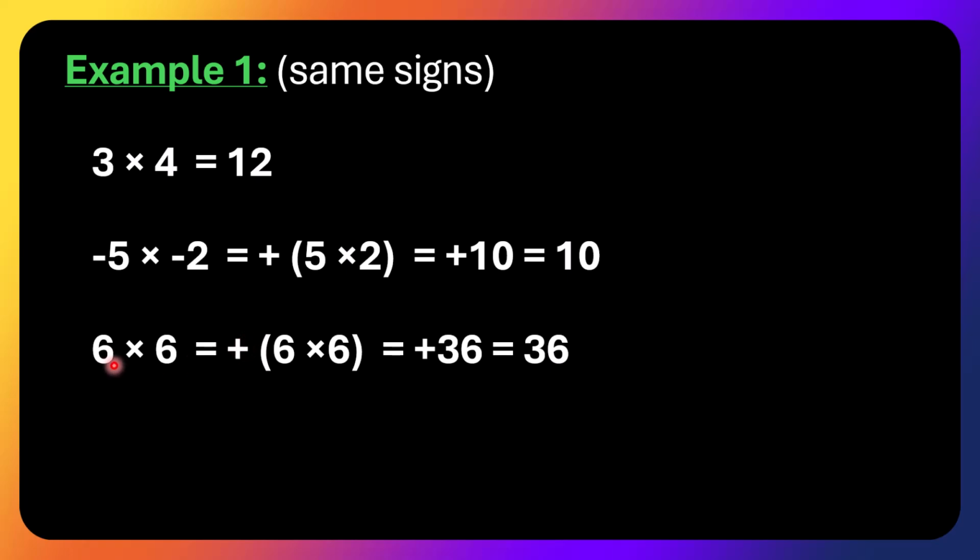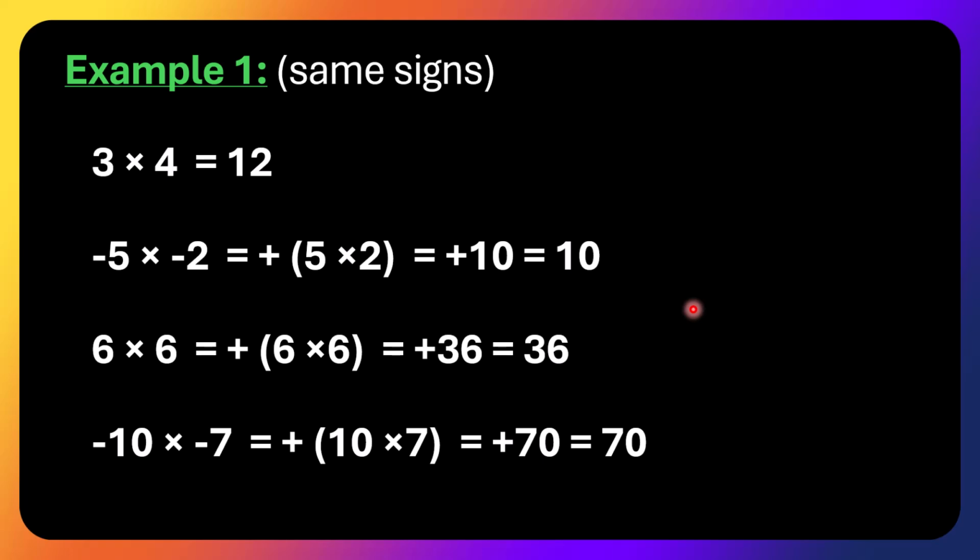The third example: 6 multiplied by 6 equals plus 36. And the last one in these examples is minus 10 multiplied by minus 7. These two numbers are negative, so the result will be positive, because they have the same sign, and we get plus 70, or 70. Okay, so this is example 1 about the same signs.